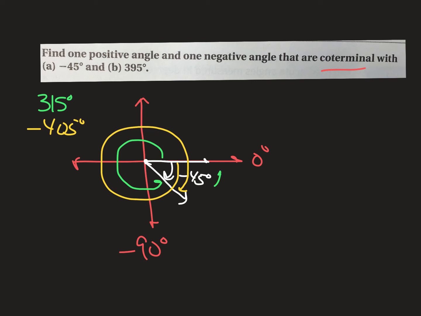The secret here is to get the first answer, you can just add 360. And to get the second answer, you can subtract 360. I didn't tell you that though, but that's really all you gotta do. Okay, let's do one more.